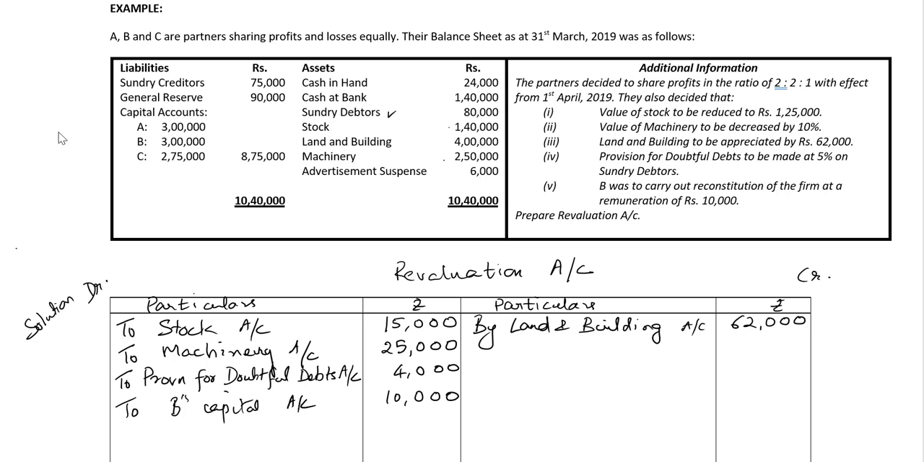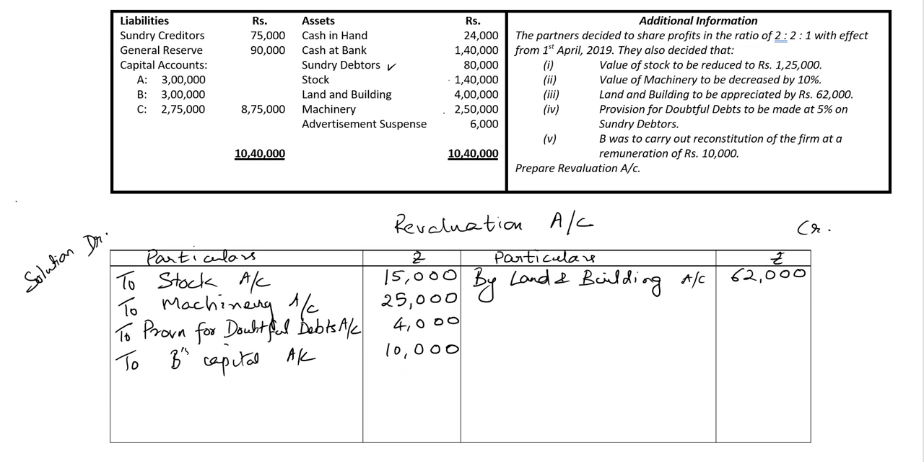Now let's see whether we are left with a gain on revaluation or a loss. The total of the credit side is 62,000 and the total of the debit side is 54,000. So the credit side is greater. It results in a gain on revaluation.